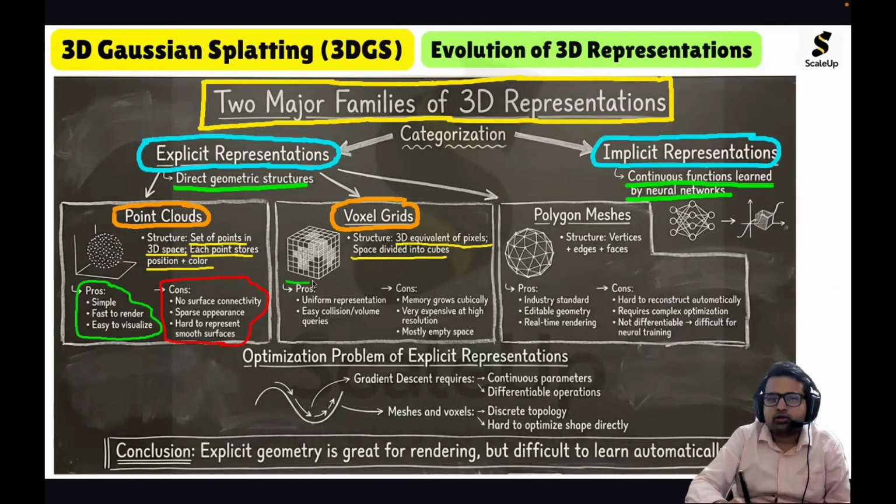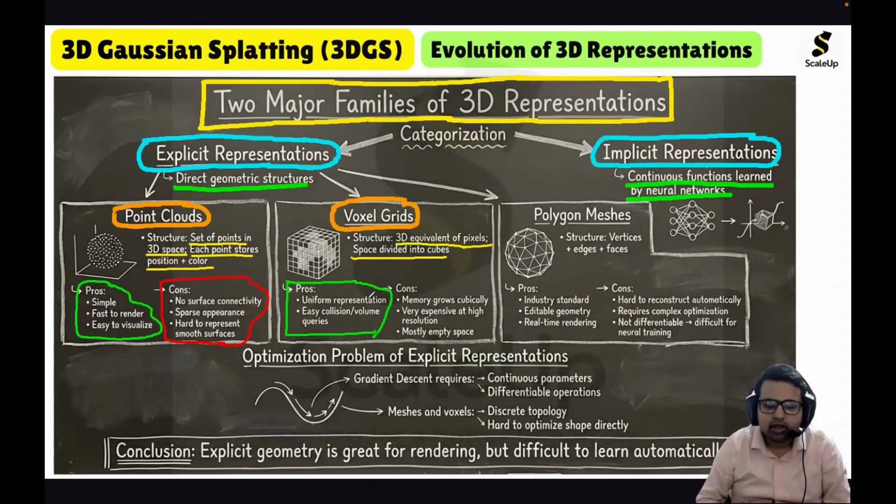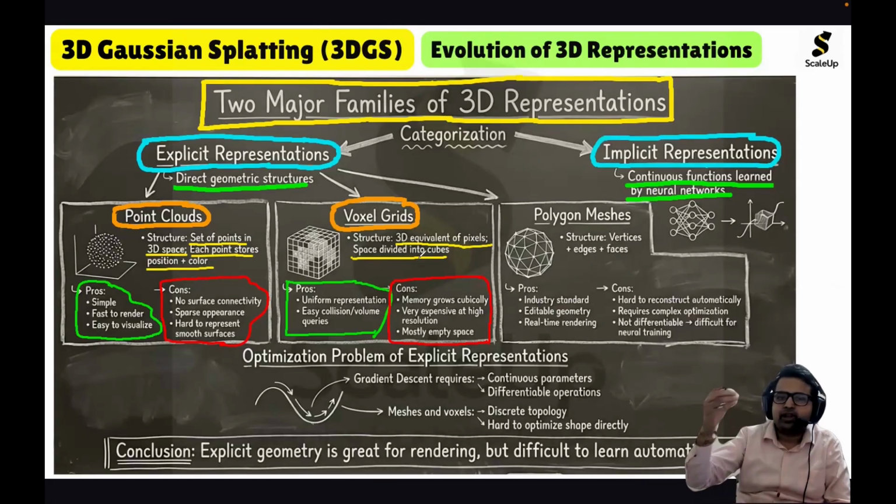Now, what are the pros? Uniform representation, easy collision or volume queries. And what are the challenges? The main challenge is memory, because memory grows cubically, it is very expensive at high resolution, and mostly empty space. So voxel grid is a very good approach for representing 3D scenes, but it needs lots of memory. As we keep on increasing the cubes, the memory will keep on increasing.